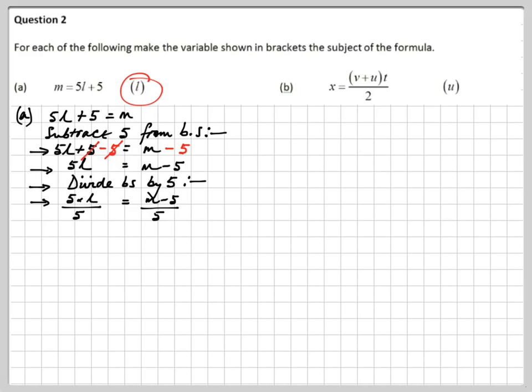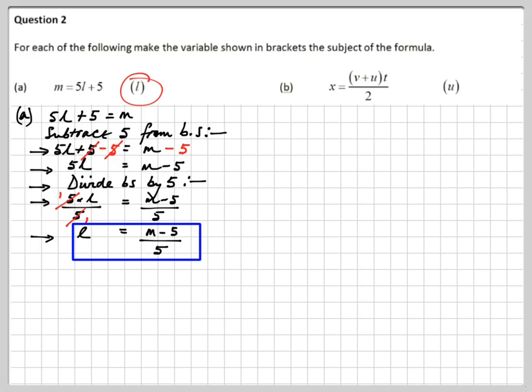So, let's cancel the left-hand side though. We can do that. The 5's go. And what are we left with? We're left with L equals M minus 5 over 5, and I think that just might be our answer. Thank you, Mr. Box. Now, that wasn't so bad, was it really, guys? That was fine. I think it was anyway.